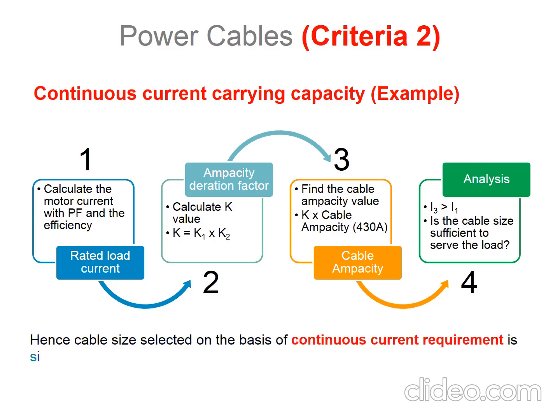Hence, the cable size selected on the basis of continuous current requirement is a single run of 3 core times 300 square mm. This is the size, and this is the type: aluminium XLPE, ampacity 497. We can take the nearest value from the cable ampacity table.